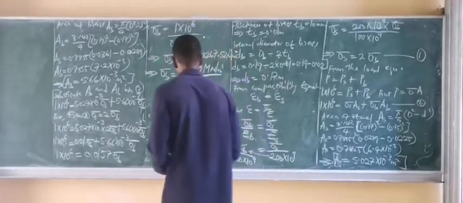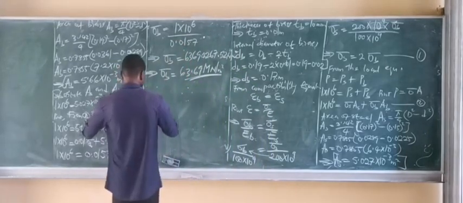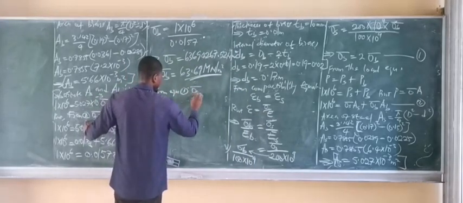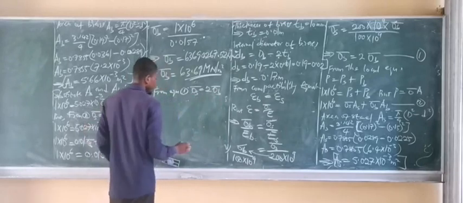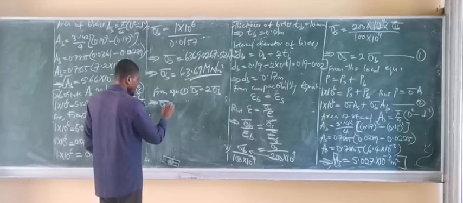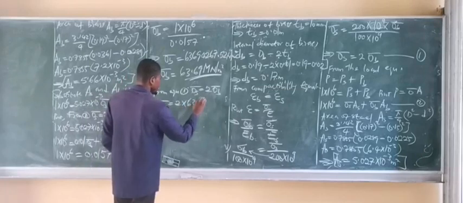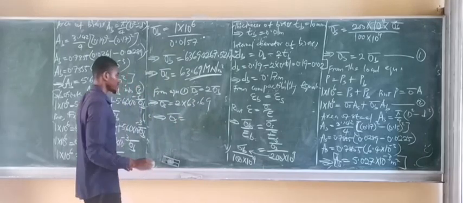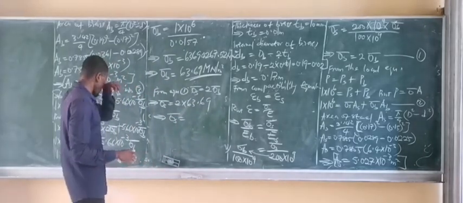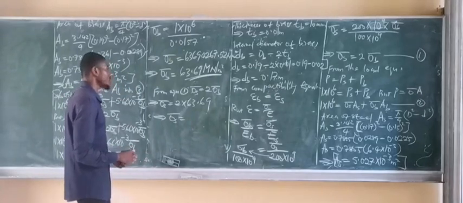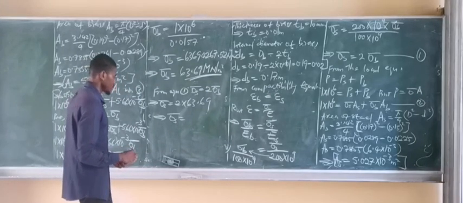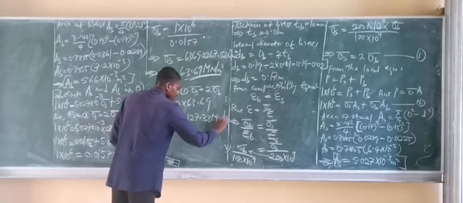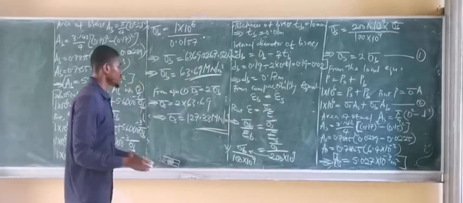Then we have to obtain the stress in the steel from equation 1. From equation 1, recall that the stress in steel is 2 times the stress in the brass. So that simply implies that the stress in steel is 2 times 63.69, which is 127.38 mega newtons per meter squared. So that's the stress induced in the steel bar.